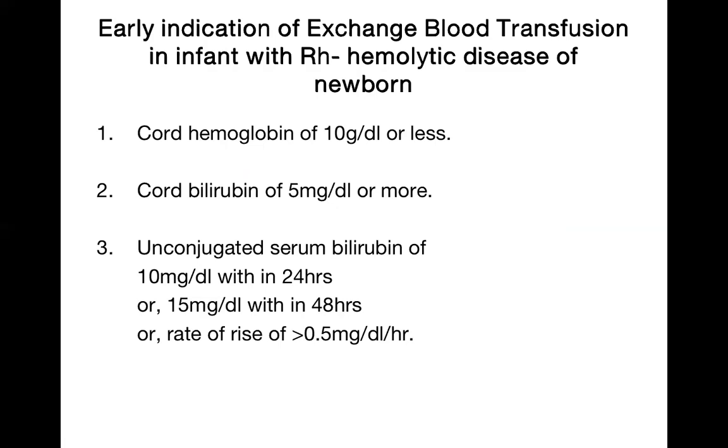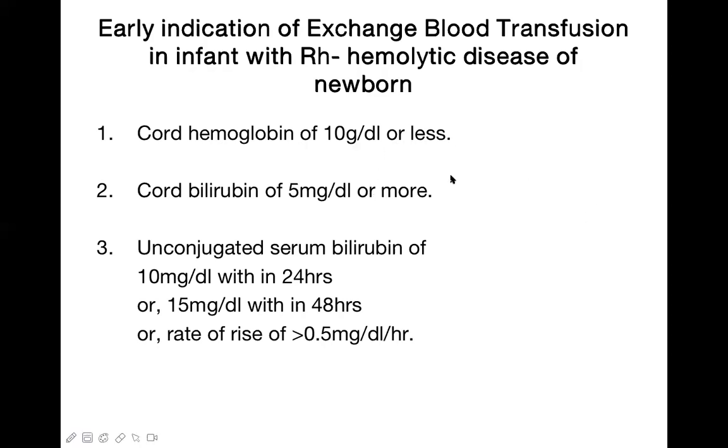Now we are towards the end. What are the early indications of exchange blood transfusion in Rh hemolytic disease? In which condition do we go for it quite quickly? We don't wait any longer. The first indication is if cord hemoglobin is 10 gram per deciliter or less. Now remember, at the time of birth, the hemoglobin in the baby is very high. It is about 18 to 20 gram per deciliter. If it has already fallen to 10, we can't wait any longer.